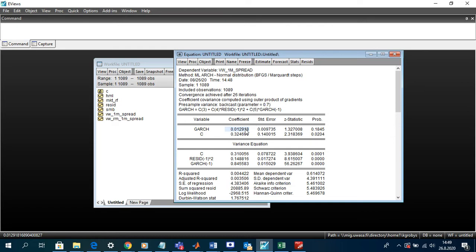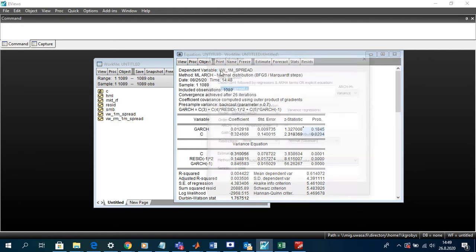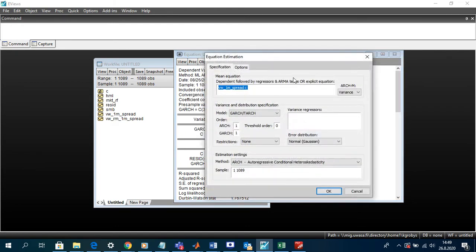But if it were a candidate for a risk factor, this one here would be significant, and this one here would be insignificant. So it would be exactly the other way around. Okay, so irrespective of the model specification here, we have the same outcome.